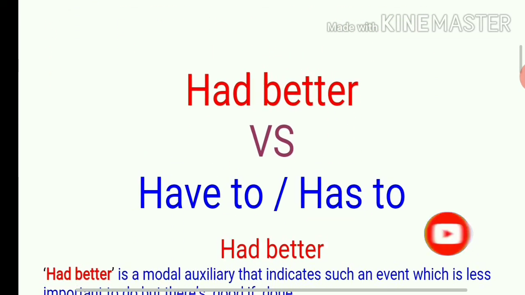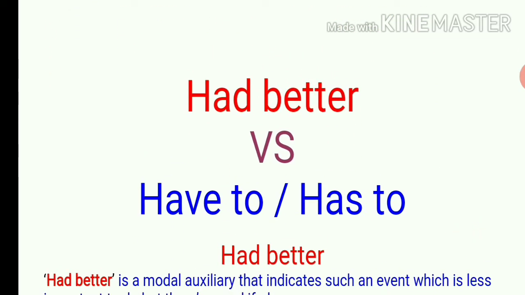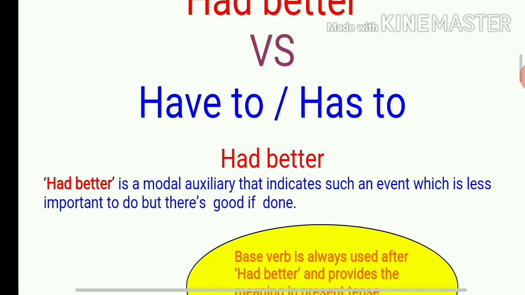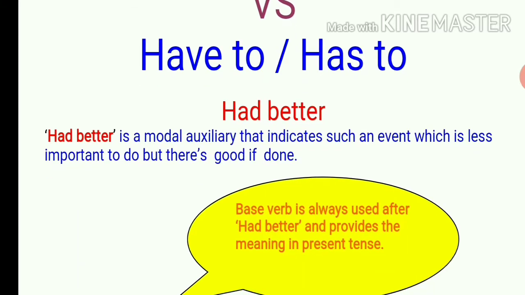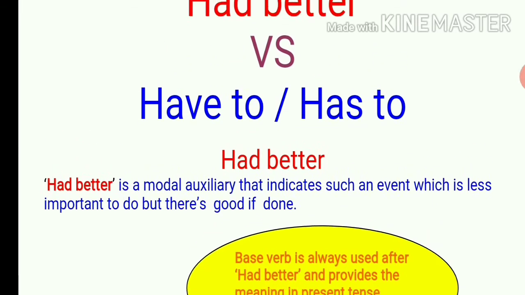Today we are going to discuss the difference between had better and have to, has to. Okay, let's start our discussion. First of all, had better. Had better is a modal auxiliary that indicates certain events which are less important to do, but that's good if done.